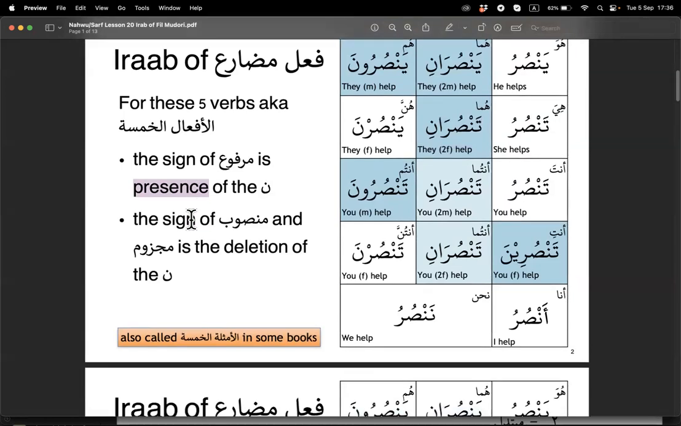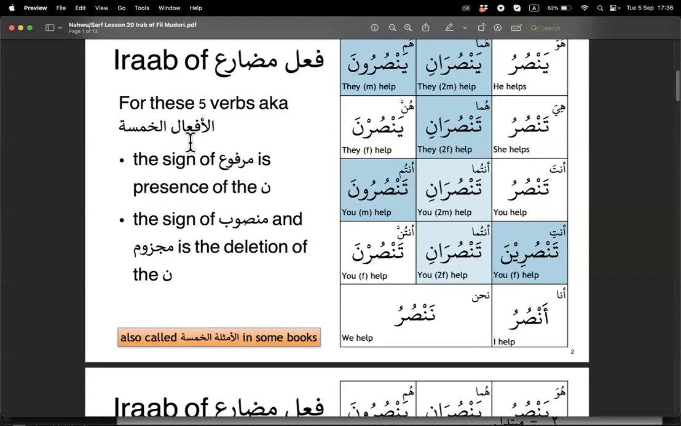Some books also call this word, instead of saying al-af'al, amthilah. But this is very rare. I just want to write it down for my own benefit, in case I see it somewhere else. Otherwise, this is the normal one that you will see.